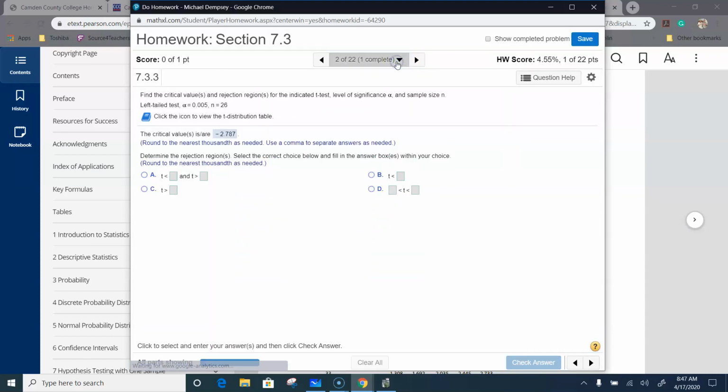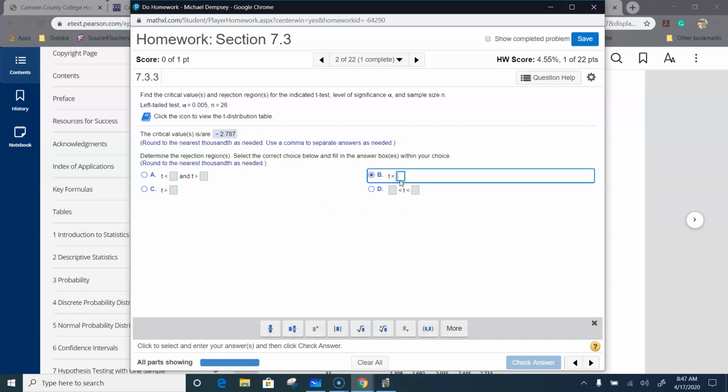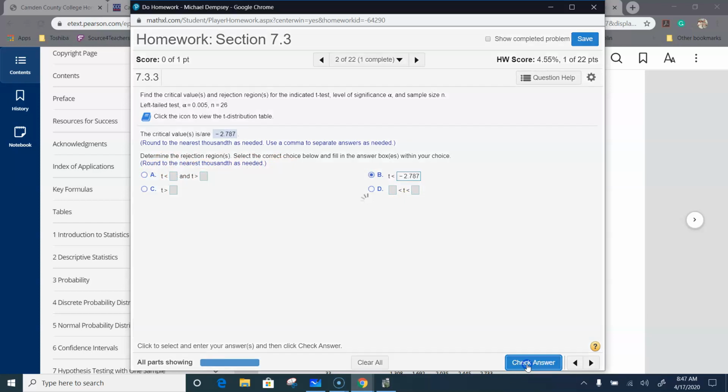Let's look at one more of these, we've got to finish this one off. So determine the regions where we would reject the null hypothesis. That's our critical value. We're going to reject the null if we're less than that. So we're only going to reject the null when we're less than negative 2.787. This would be for a two-tailed deal, and this would not make any sense.